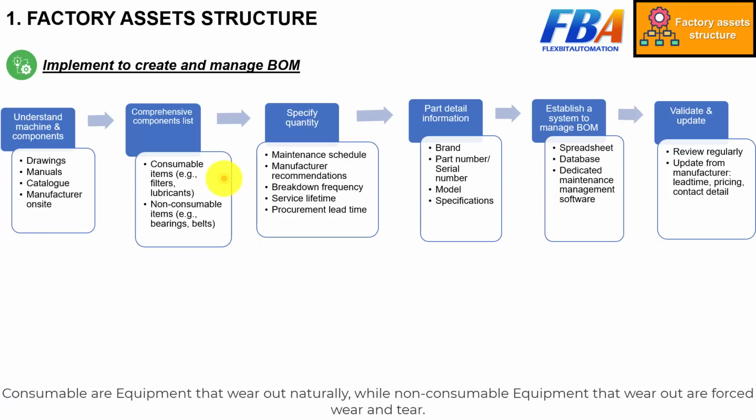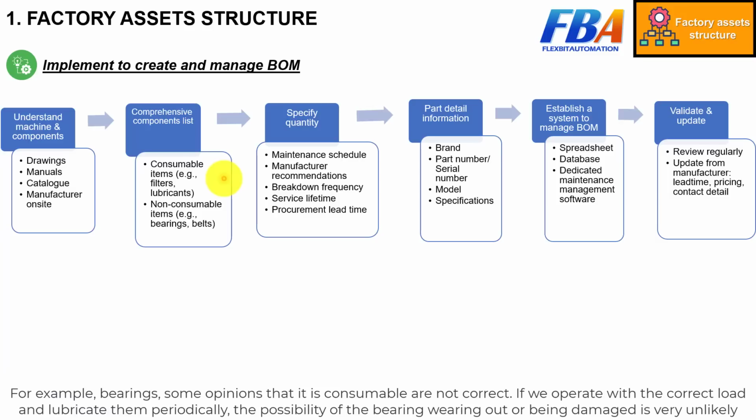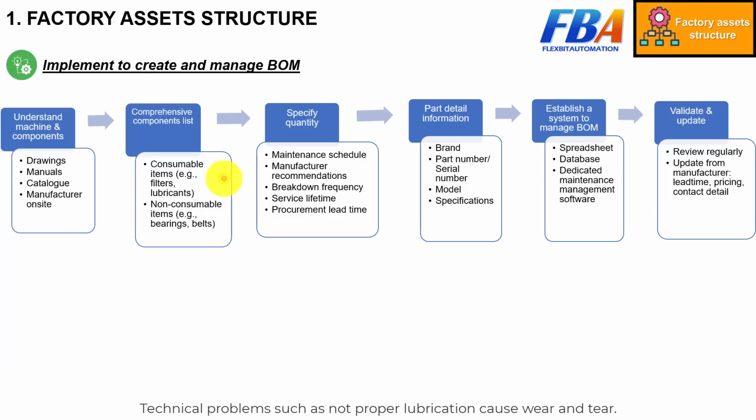Consumables are equipment that wears out naturally, and for non-consumable equipment, wear is due to faults, wear, and tear. For example, bearings. Some think that the bearing is consumable. That is not correct. If we operate with the correct load and lubricate them frequently, the possibility of the bearing wearing out or being damaged is very unlikely. A technical problem here, such as improper lubrication, causes the wear and tear.